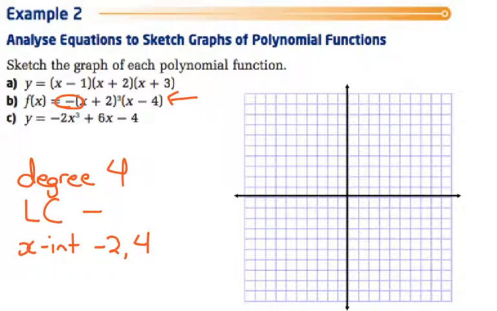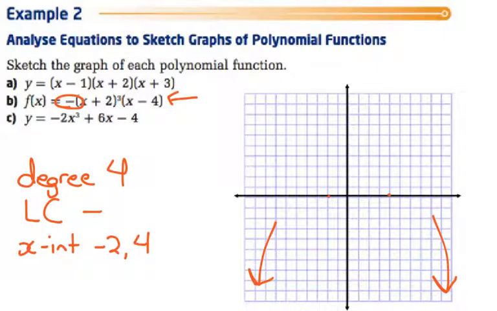So because this is an even degree, it's going to make a parabola-like shape. Leading coefficient is negative, meaning it's going to open down. So the end behavior of the graph will be something like that. X-intercepts, one at -2, one at 4.